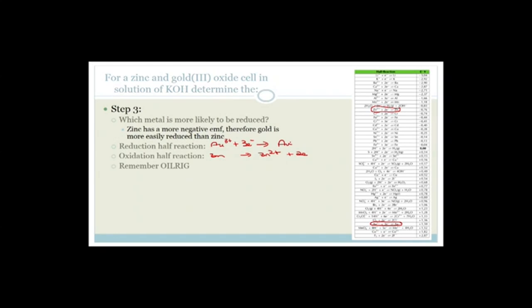Now we're going to compare the electrons in each equation and then balance it. I'm going to change color. There are 3 electrons here and 2 electrons here. The easiest way to do this is multiply this by 2 and that by 3. So this becomes 6 electrons on each side. My overall reaction is going to be 2 Au3 plus plus 3 Zn goes to 2 Au plus 3 Zn2 plus, because the electrons cancel. So that's my overall reaction.